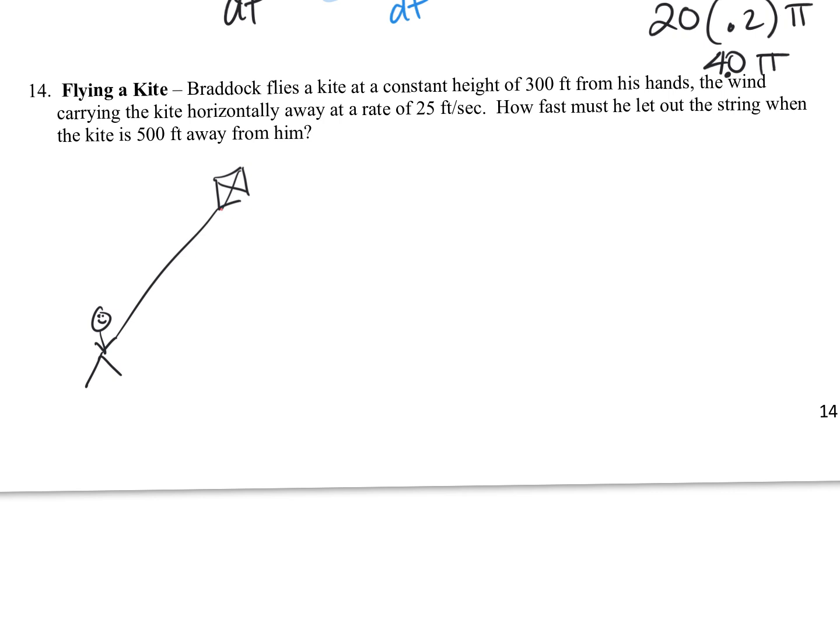If I were to make a triangle out of this, do you think A, B, or C would be 300, if the height of the kite is 300 feet? B. Yeah, it's going to be B. This one's 300. Constant, staying the same. The wind is carrying the kite horizontally. Let's call that A and let's call that C. I'm going to keep that consistent. It is carrying the kite horizontally at a rate of 25 feet per second.